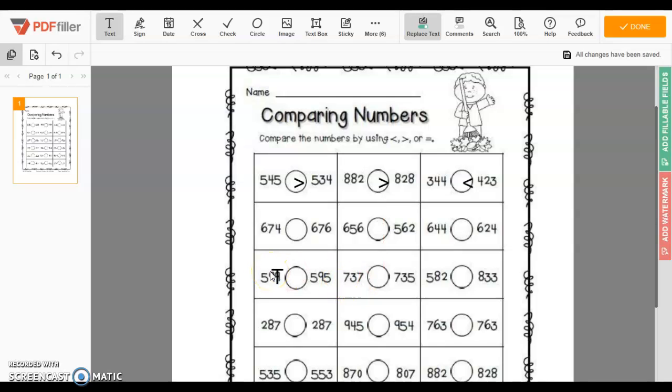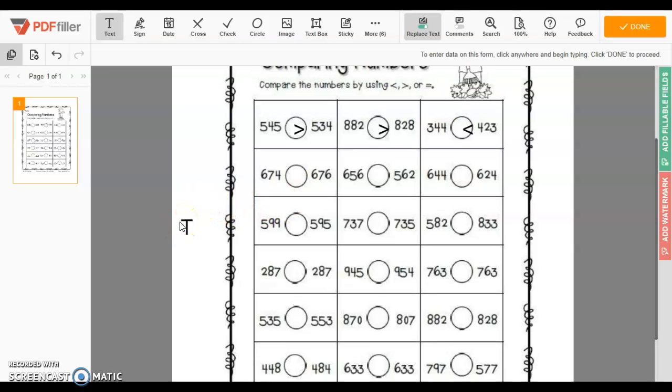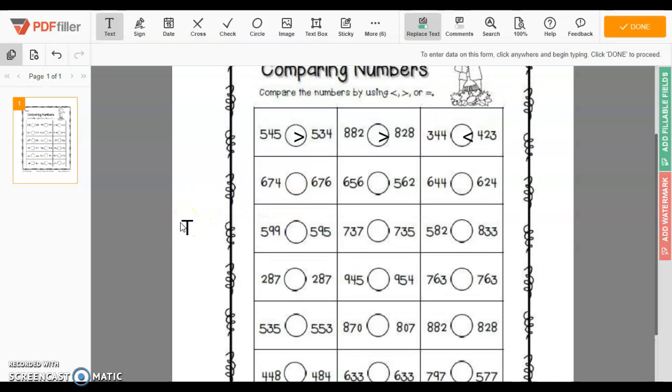Okay, now let's move down to our next row. We have 674 and 676. I start with my largest place value, so I'm going to start with my hundreds. I have a 6 in my hundreds place for 674, and I have a 6 in my hundreds place for 676. They're both the same, so that doesn't tell me anything. That means I have to go to my tens place. So let's go to the tens place.